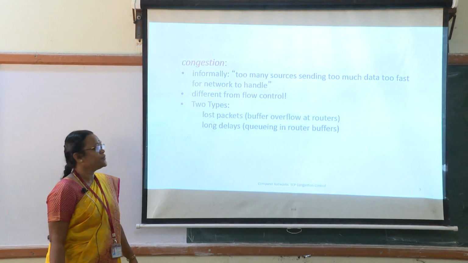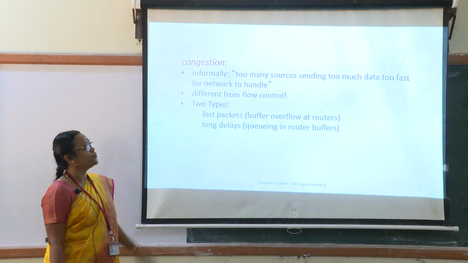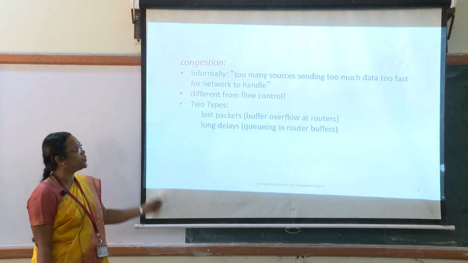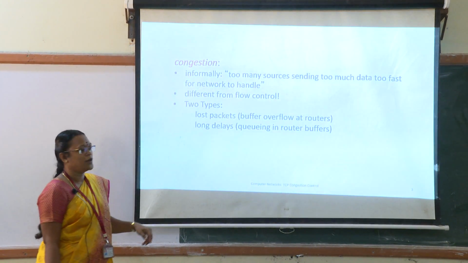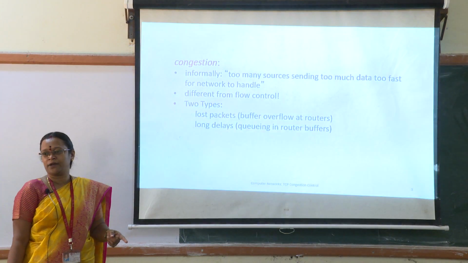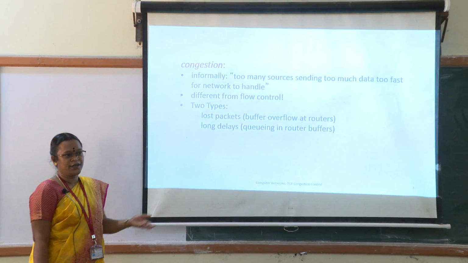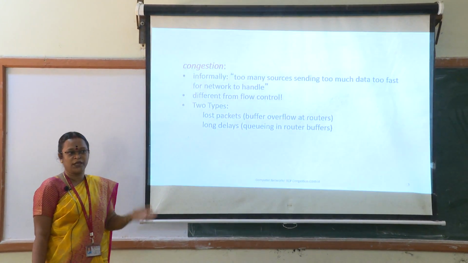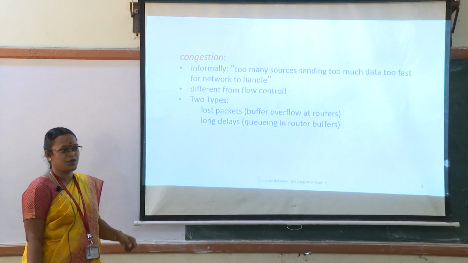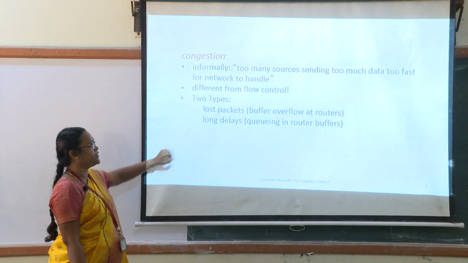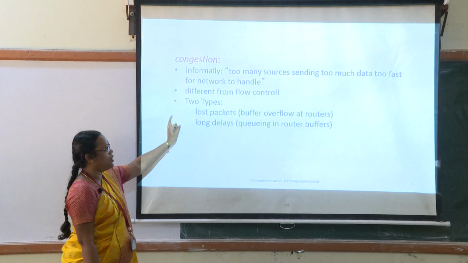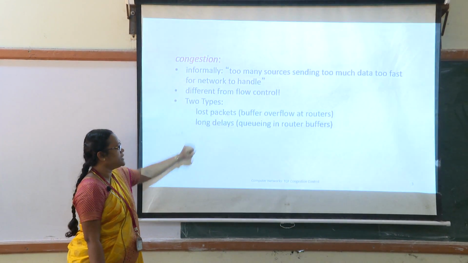So congestion, the definition for congestion is too many sources sending too much data too fast for a network to handle. So this is one of the parameters. Another parameter is flow control, that is how your data is flowing, incoming and outgoing, which can also cause your congestion. Here you have two types of congestion. One category is lost packet, another category is long delay.